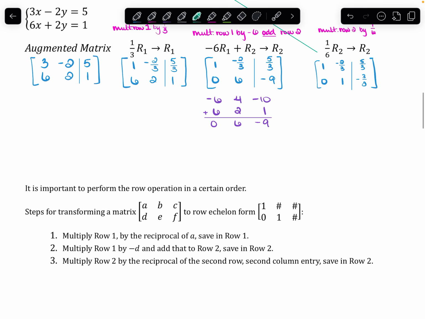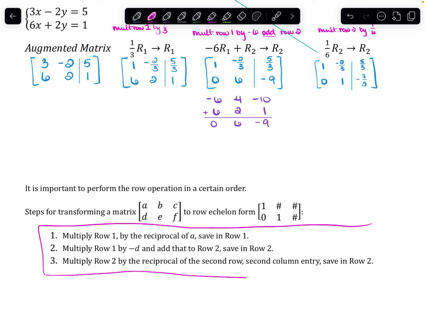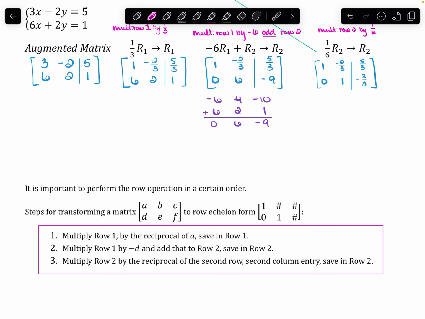In order to get a matrix from augmented to row echelon form, these are the steps you want to use, and they need to be done in this order, or you might have to do extra steps. We don't want to do extra work. It says multiply row 1 by the reciprocal of A, which is what's in that first spot. Notice the first row operation we did back up here: 1/3 is the reciprocal of A. So that's what we did for the first step.